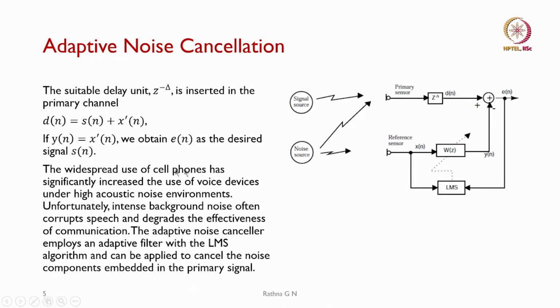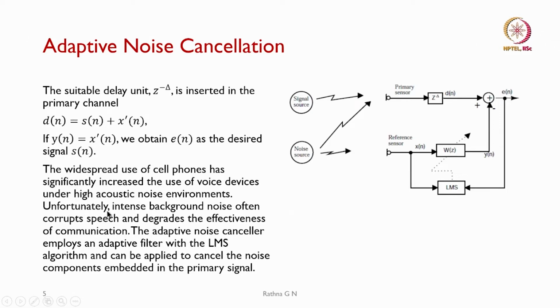The widespread use of cell phones has significantly increased the use of voice devices under high acoustic noise environments. Most of you would have observed this when you are using your mobile in a completely noisy environment. Sometimes what you try to do is close one ear and try to hear from the other ear. So, that is what we are going to do: how you can do adaptive noise cancellation within the mobile based on the surrounding noise.